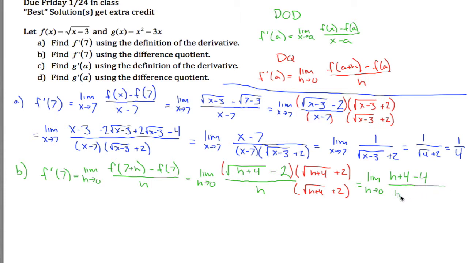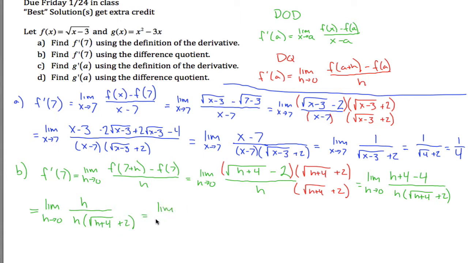On the bottom, I got h times the square root of h plus 4 plus 2. You could distribute that h if you wanted to, but you don't want to, because we want to cancel out this h down here. So don't distribute it. It'll make it harder to cancel out. Leave it like that. h plus 4 minus 4 is just h. So this is the limit as h approaches 0 of h divided by h times square root of h plus 4 plus 2.